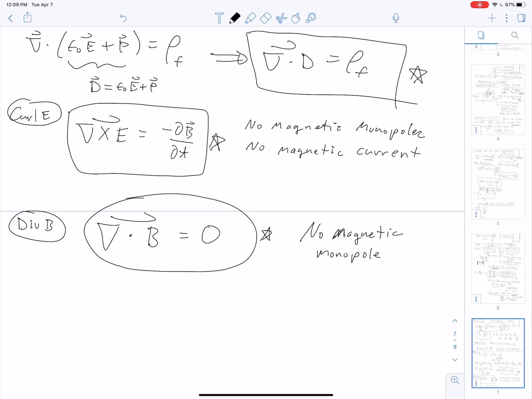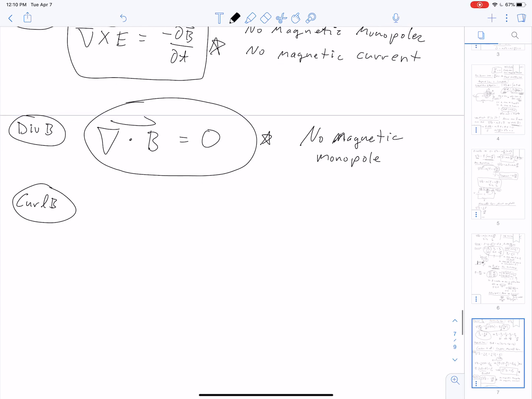Okay, but now let's do curl B, the last one, because that's what Maxwell's equations are. It's just the divergence and curl of the electric and magnetic field. That's all it is. So now we'll do the last one, and this is Ampere's law, del cross B. This is the most complicated one. Well, it's kind of the most fun one. It had the most stuff going on. Got all that current, mu naught.